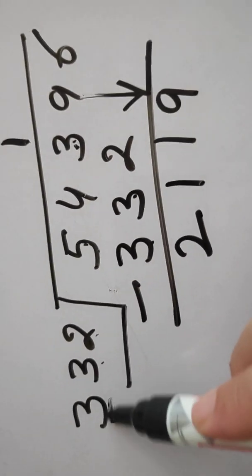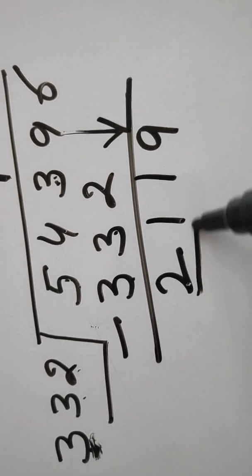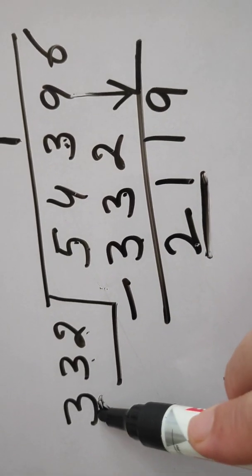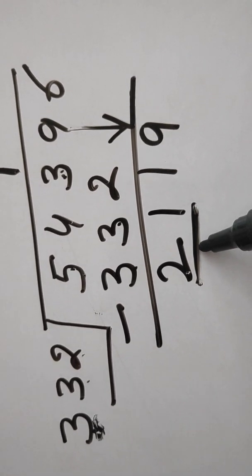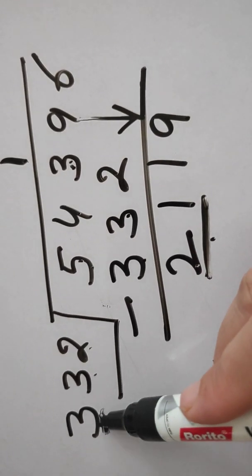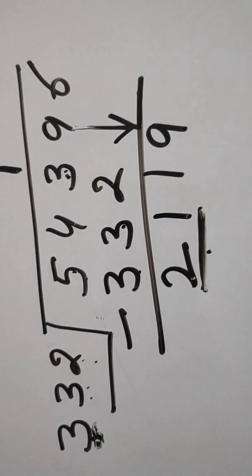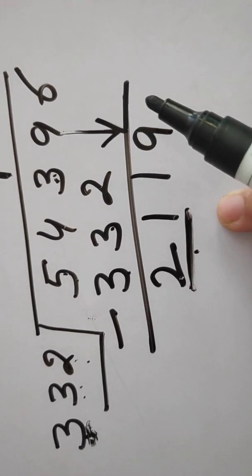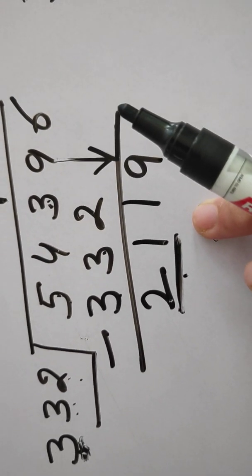Again we will check with the divisor's first digit. Here 2 is small so we will check up to 21. In the table of 3 where does 21 come? 3 sevens are 21. So we will check our table: 332, we will multiply by 7. We will multiply it by 7 to get the idea of a number less than 2119.